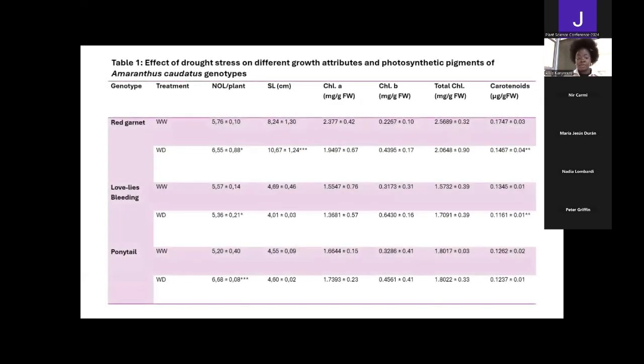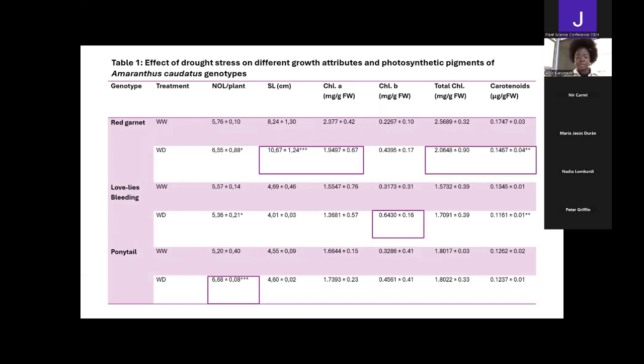Then I looked into the photosynthetic pigments of the different genotypes, and this is where the results got a little bit interesting. For the first one, we found that ponytail was able to exhibit the highest number of leaves in a plant as compared to the other genotypes under the same conditions. And then red garnet induced a higher and more significant shoot length and chlorophyll A when compared to the other genotypes. And then we looked into love lies bleeding, which showcased the highest chlorophyll B content.